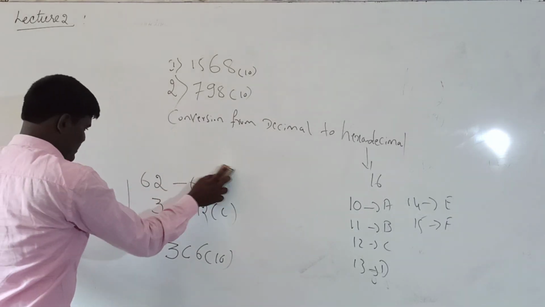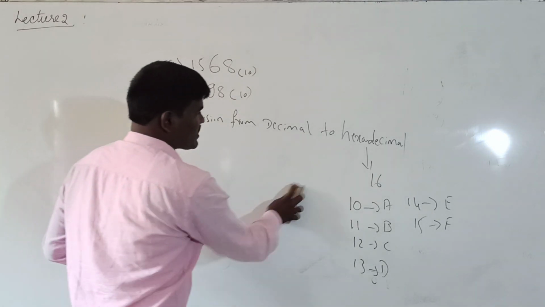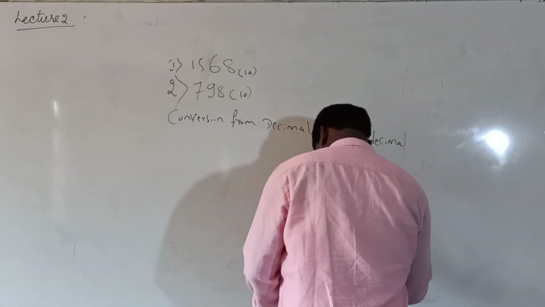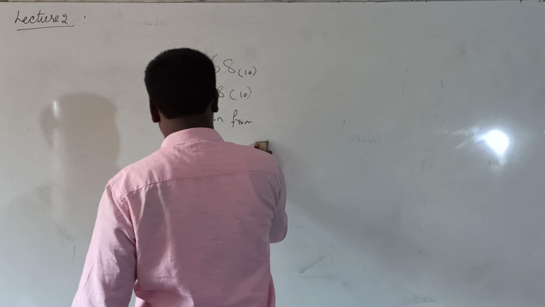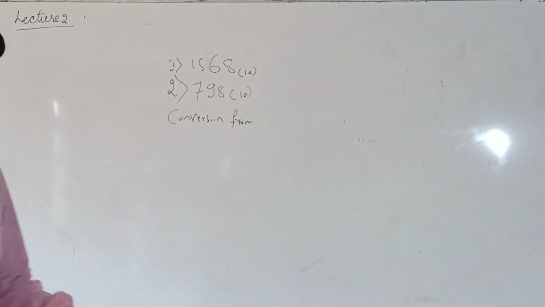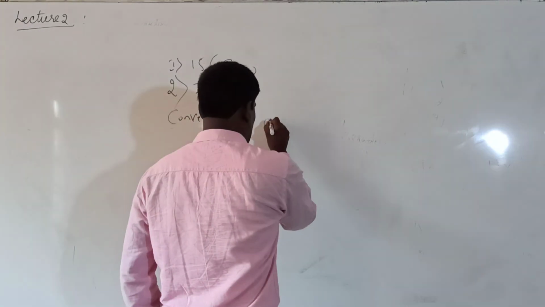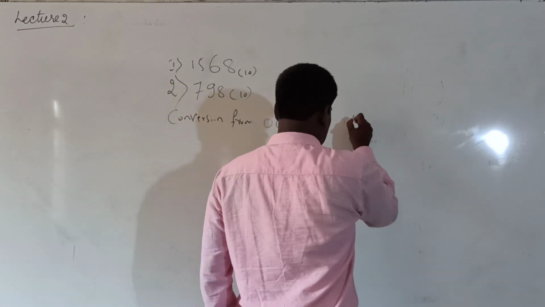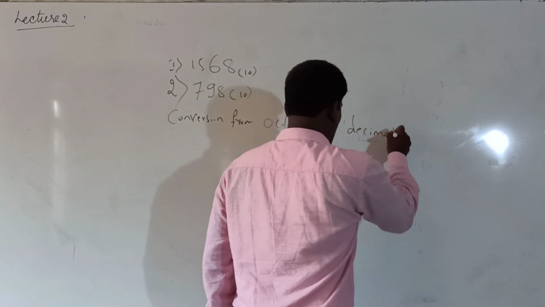Now you have to see the conversion from octal to decimal. Octal number to decimal number.